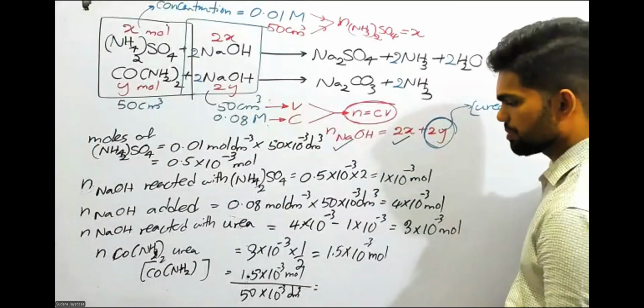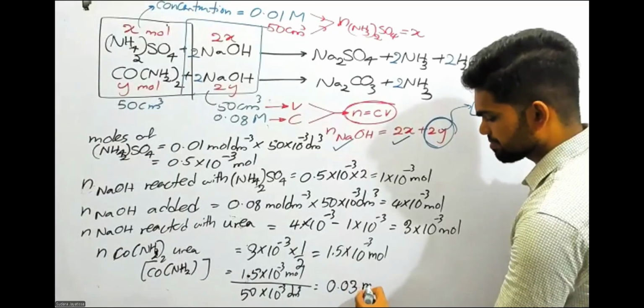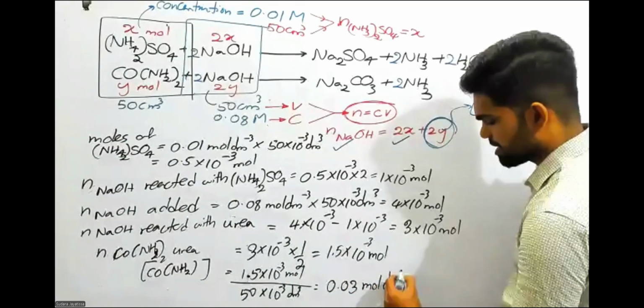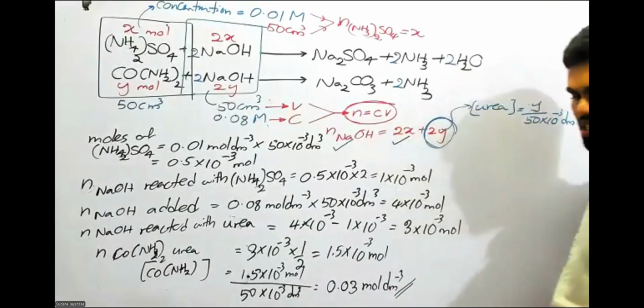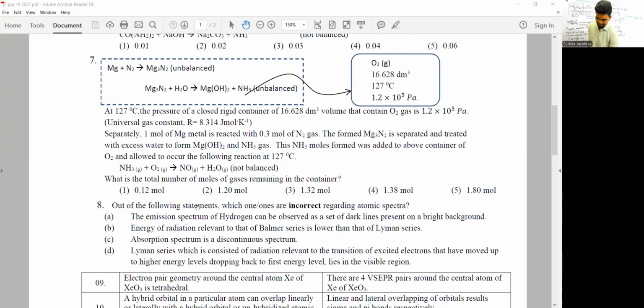Okay. So 0.15 divided by 5 is 0.03 moles per decimeter cubed. Your simplifications will improve with time. So can I see how many of you got the third answer? Can I see hands? The 7th one is also a very good question. Just try the same chemical calculation questions we did, okay?